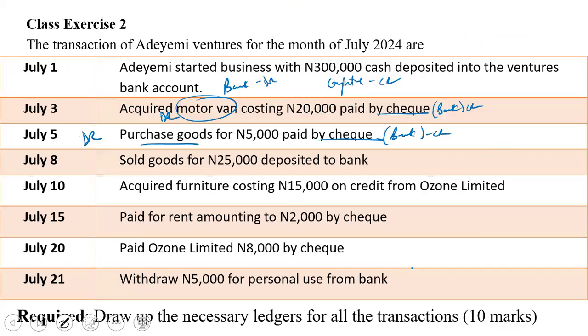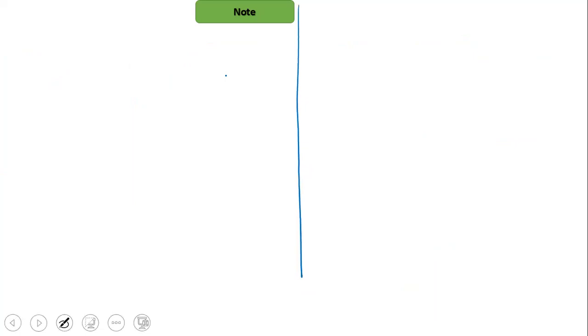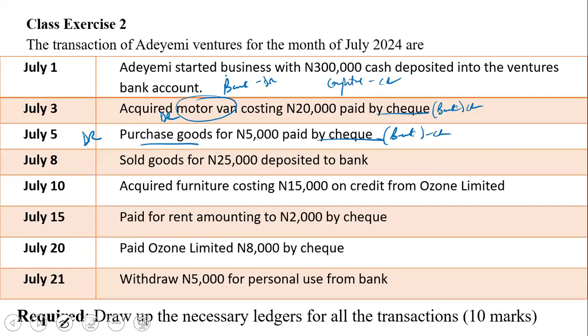And what is the amount? The amount is 5,000. So we now have bank. Then we move here, 5th June. What is the amount? Can somebody give me the value, please? Okay, 5,000. Then value again. Then we have purchases. Have a look at that. What is the next item that we have?